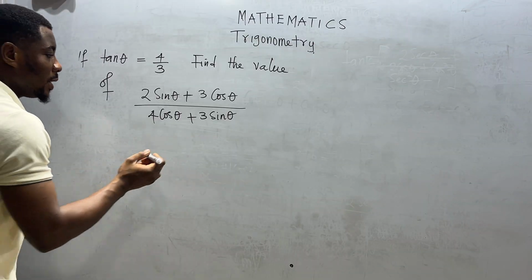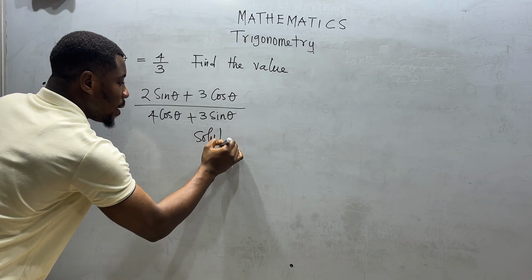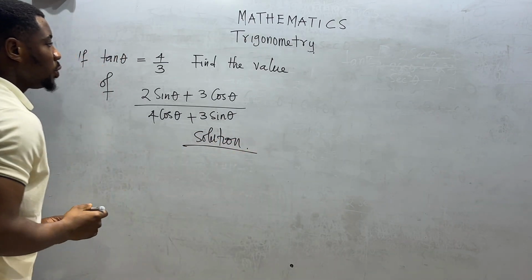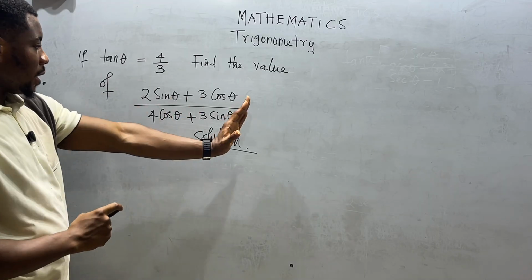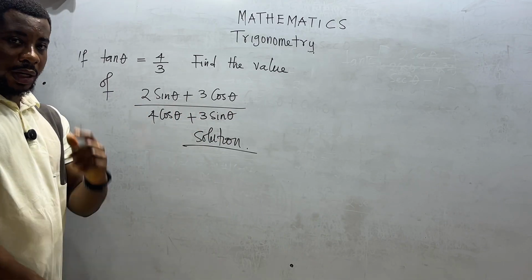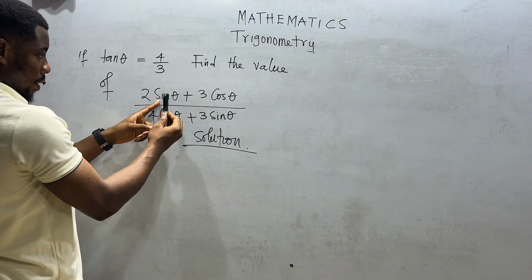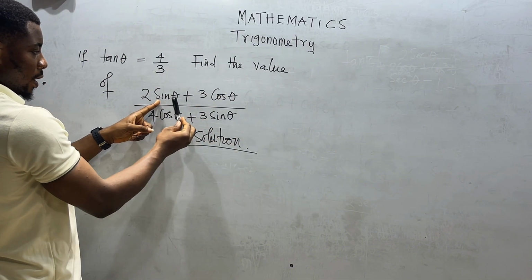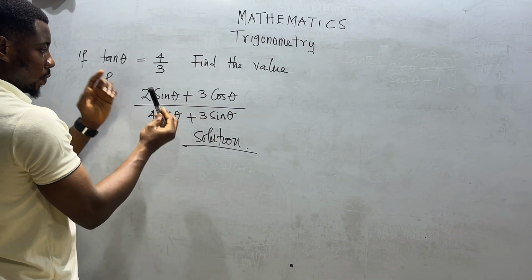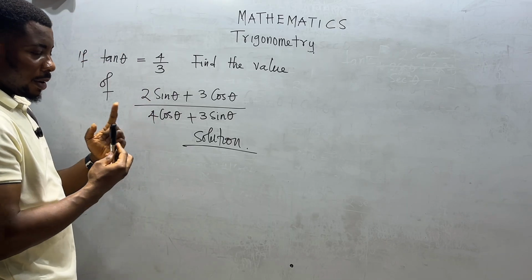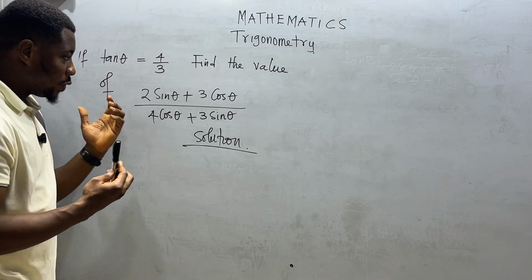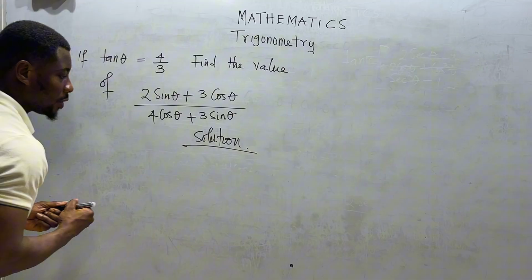What I want to show you is simply to find a way to produce tan theta in this expression here. So how do we produce tan theta here? We can produce tan theta here. How? If we divide each term on the top and on the bottom by cos, we are going to produce tan. This is what I'm talking about here.